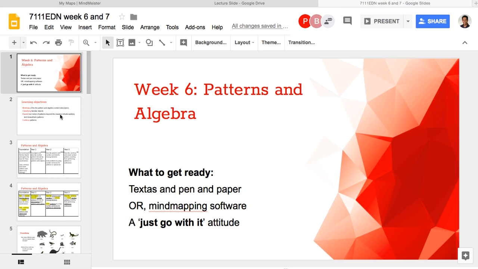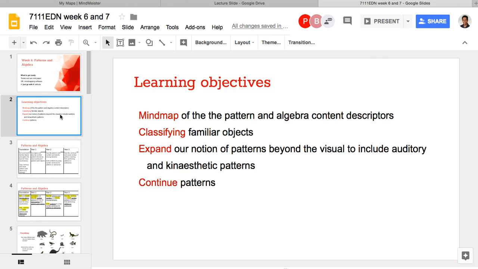Okay? So let's have a look at the learning objectives for week 6 in Patterns and Algebra. We're going to start off with a mind map. Okay, so we're going to have a look at the content descriptors, and then we are going to mind map that. Now, I've already created a mind map, so what I'll be doing is I'll just be talking through the mind map that I have. Okay, we're also going to be classifying familiar objects, which is based on one of the learning objects.